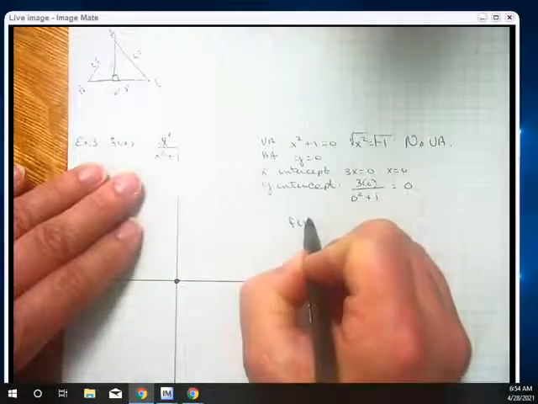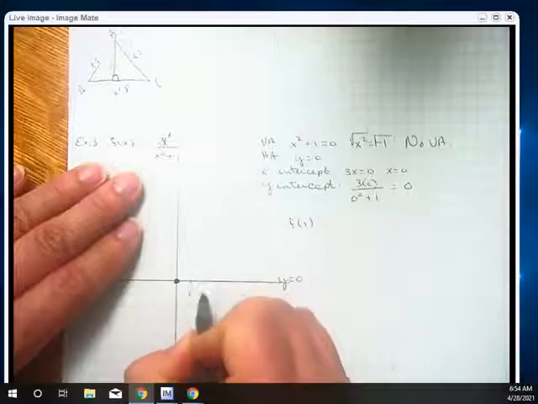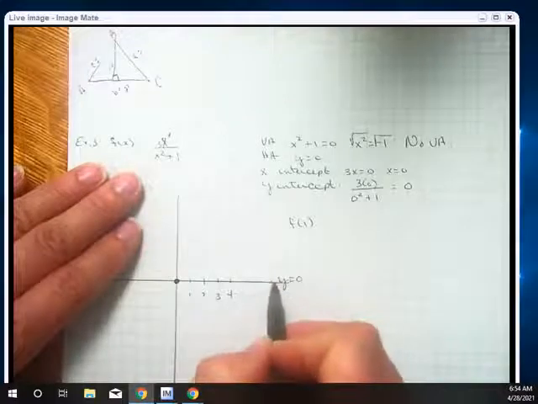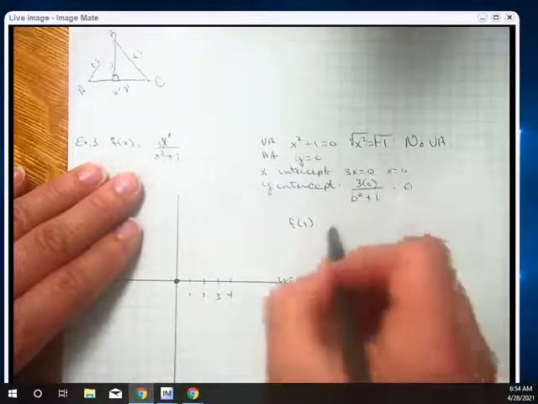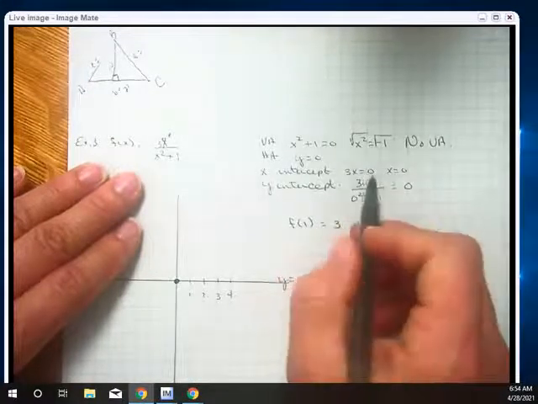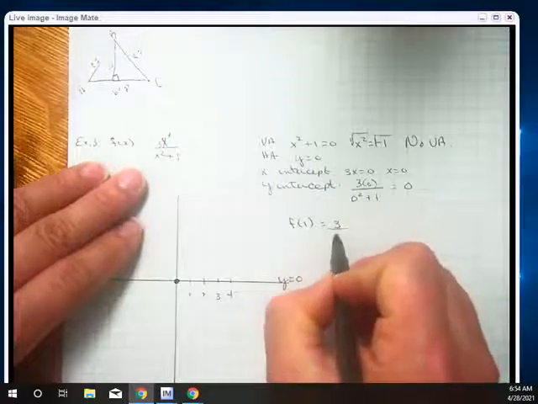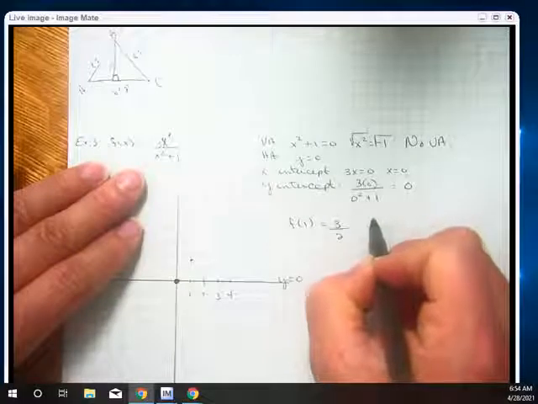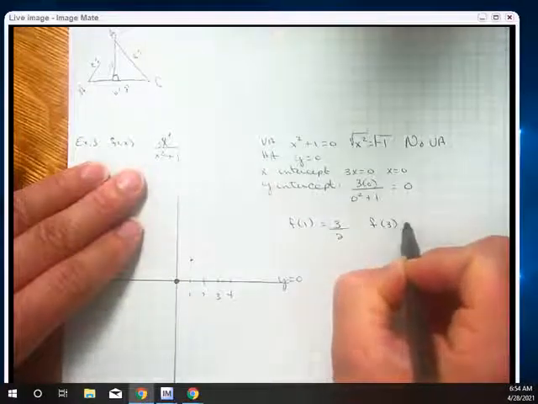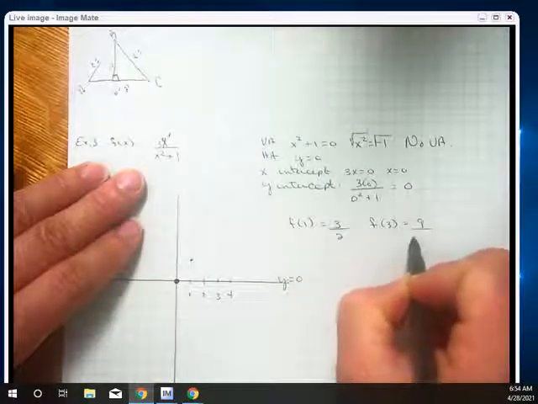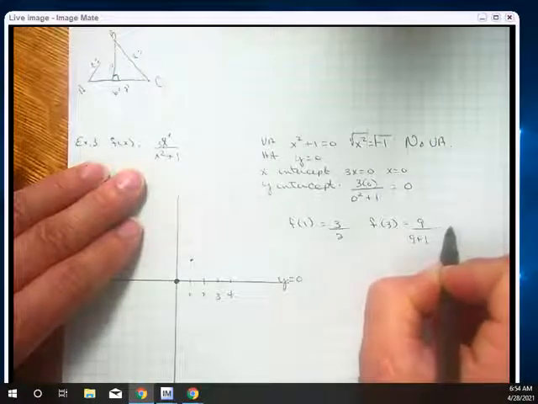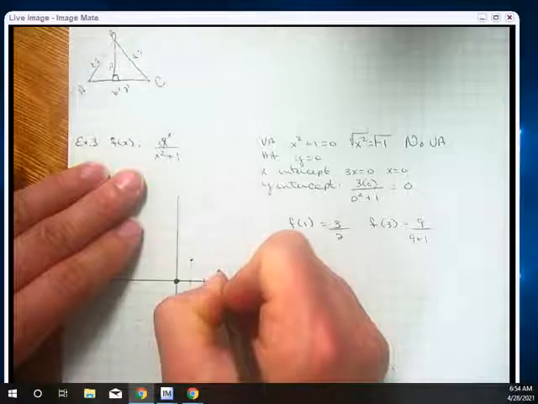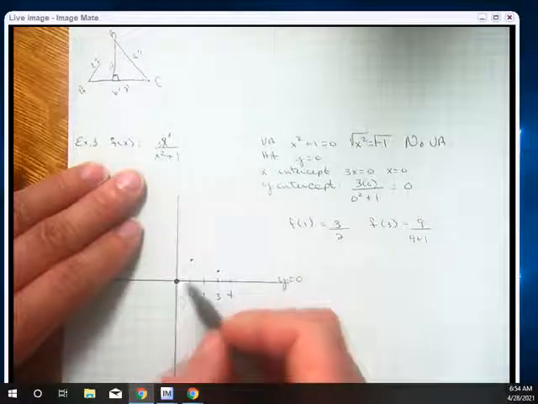Since I have not seen a graph like this before, I'm going to just start plugging in values. The y equals 0 is the only horizontal asymptote I have. 3 times 1 is 3, divided by 2 is 1.5. I'm going to jump to 3. 3 times 3 is 9, over 9 plus 1 is 9/10. 9/10 is almost to 1.